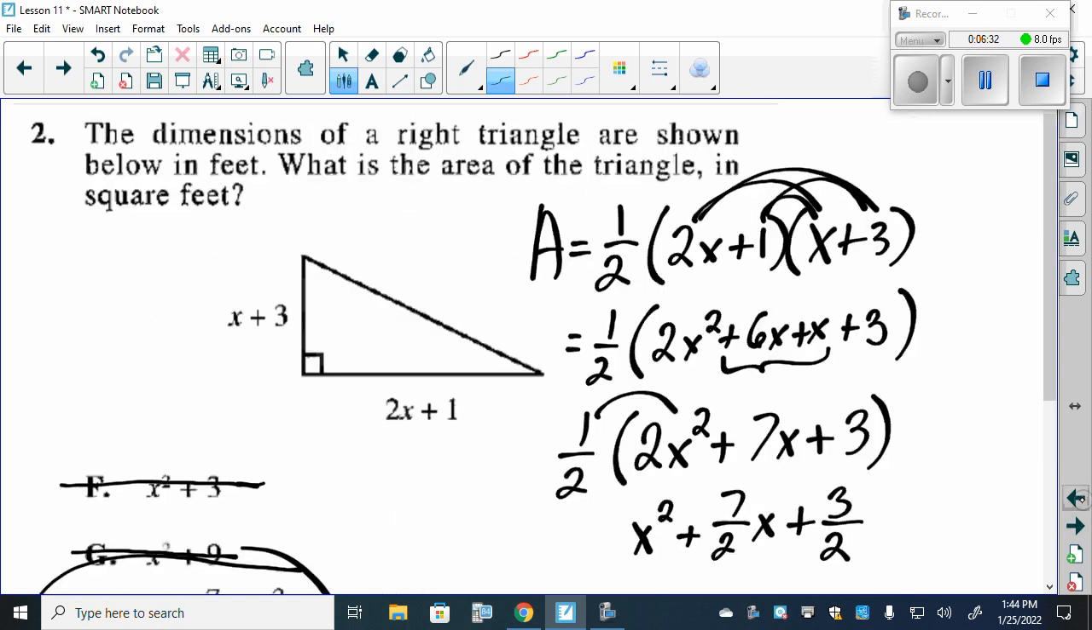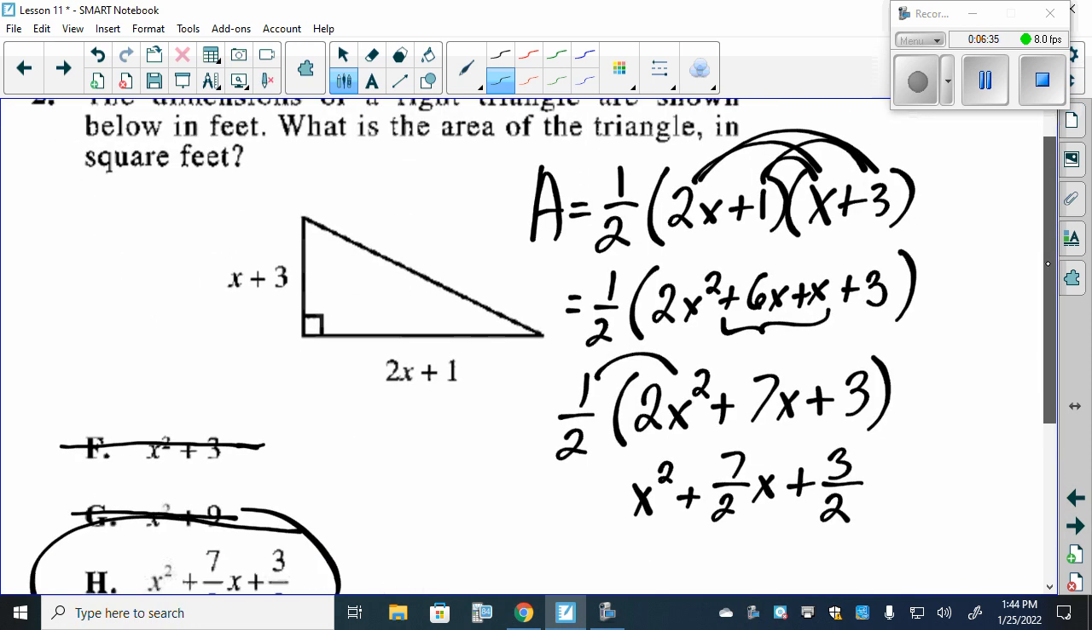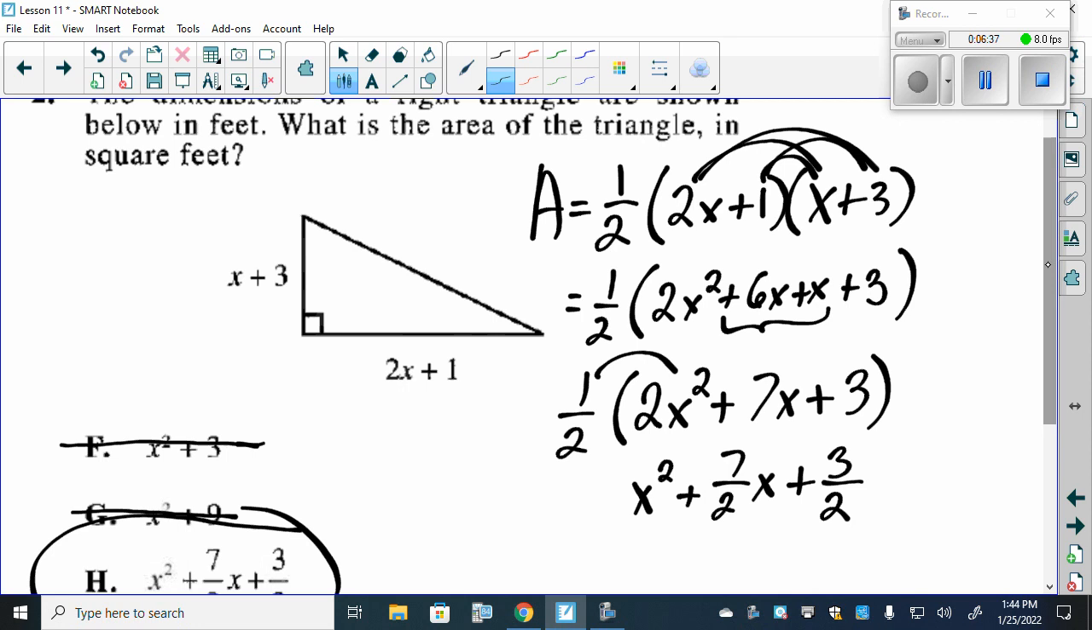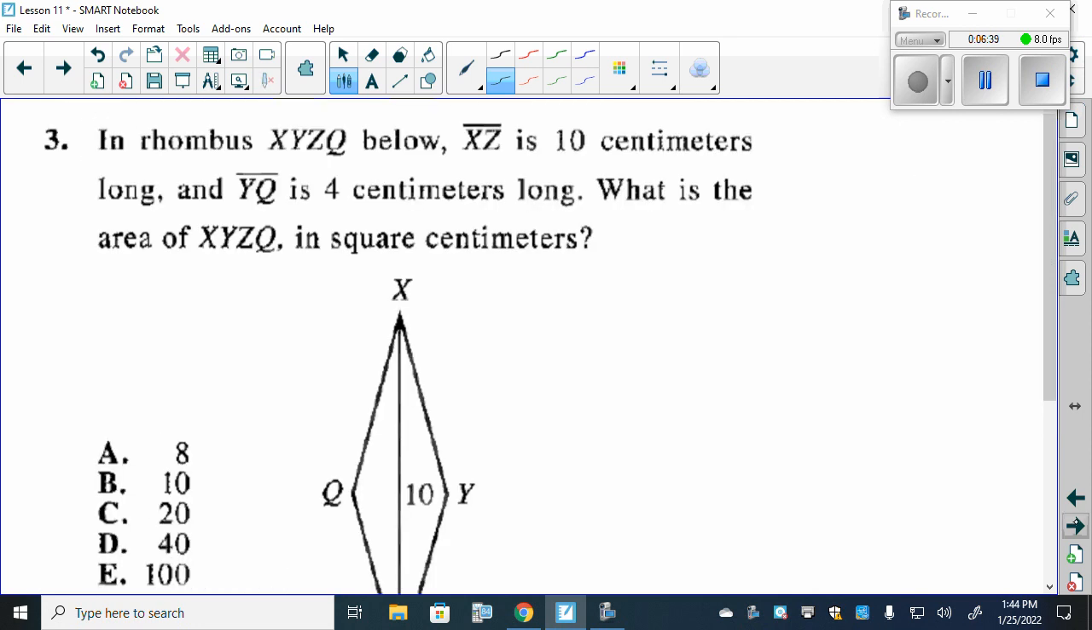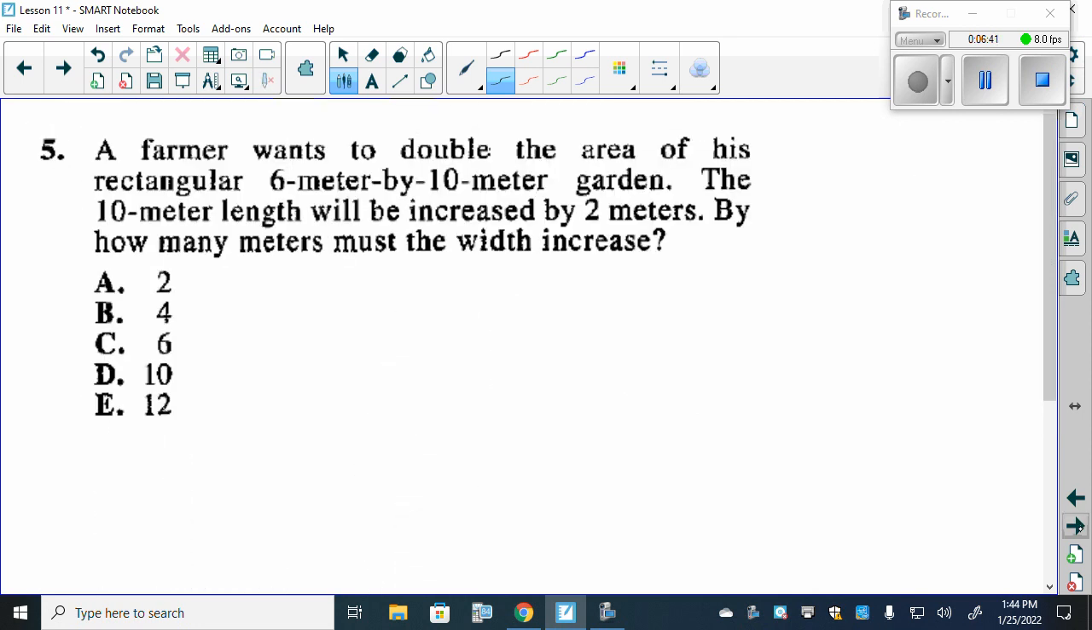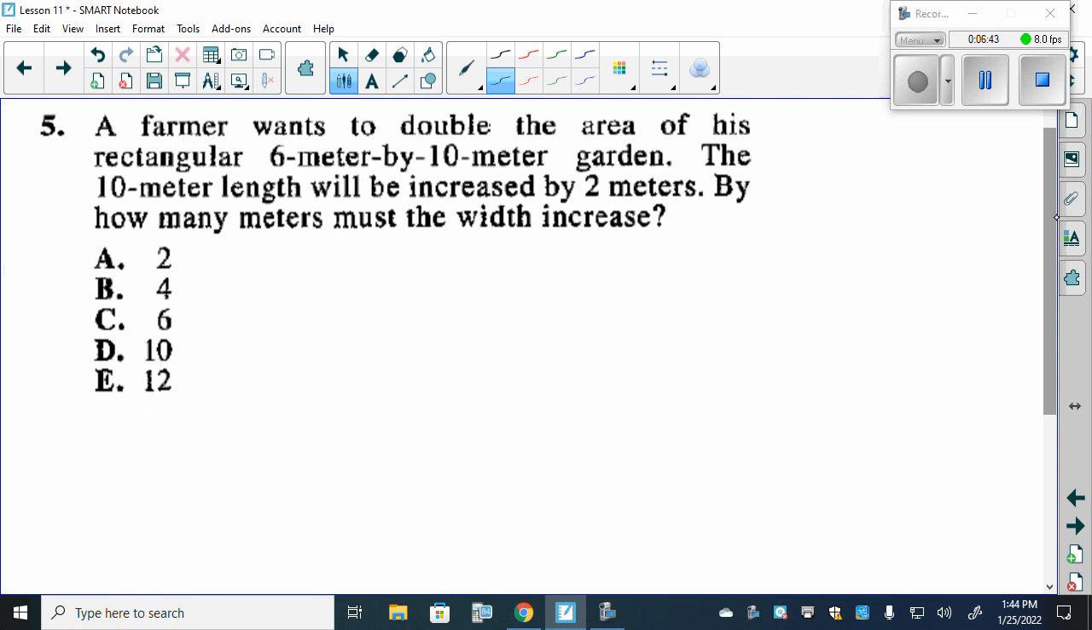All right. Any other questions on 2? Not too bad. 4. I want to look at number 5.